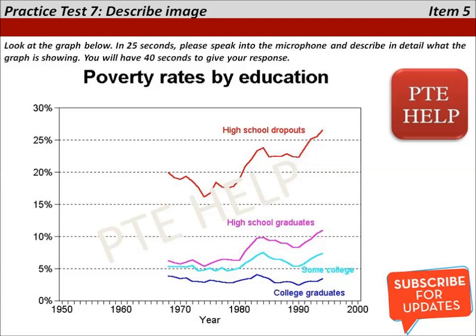On the other hand, the high school graduates faced the second highest poverty levels. Opposite to these, poverty level existed noticeably lower among college graduates than others, which almost remained even, and less than 5%.